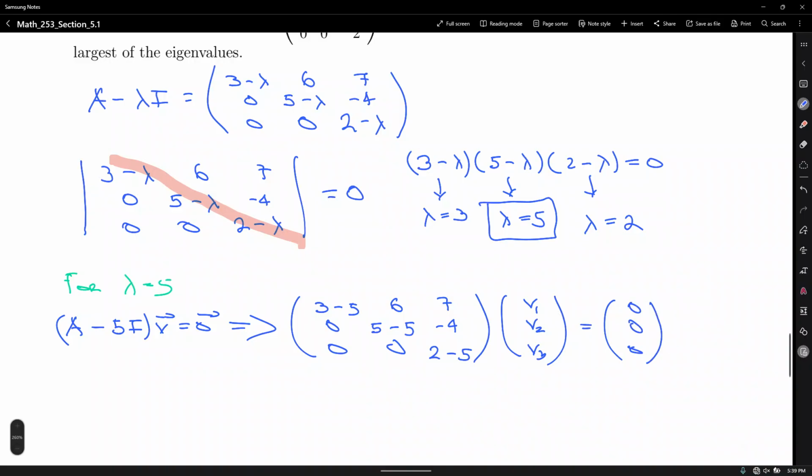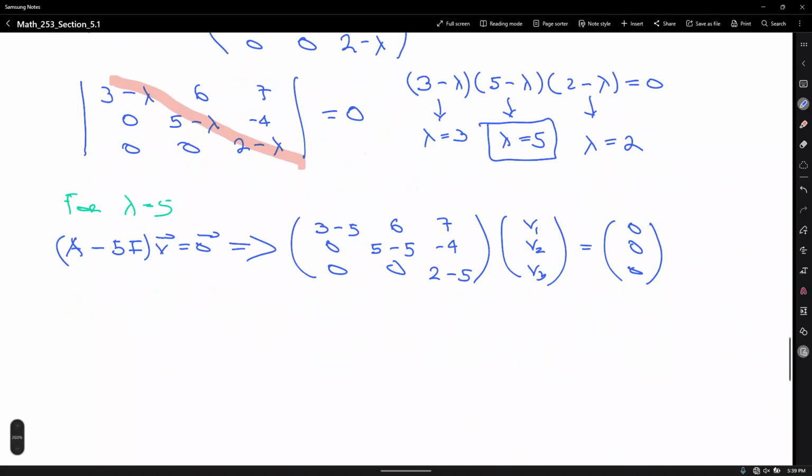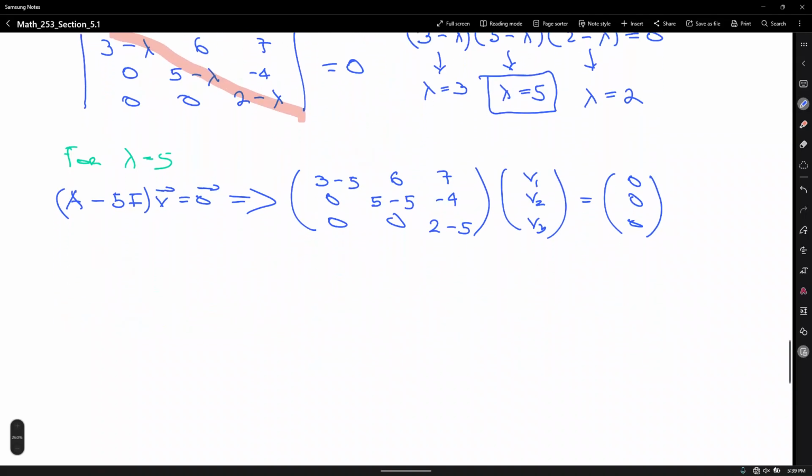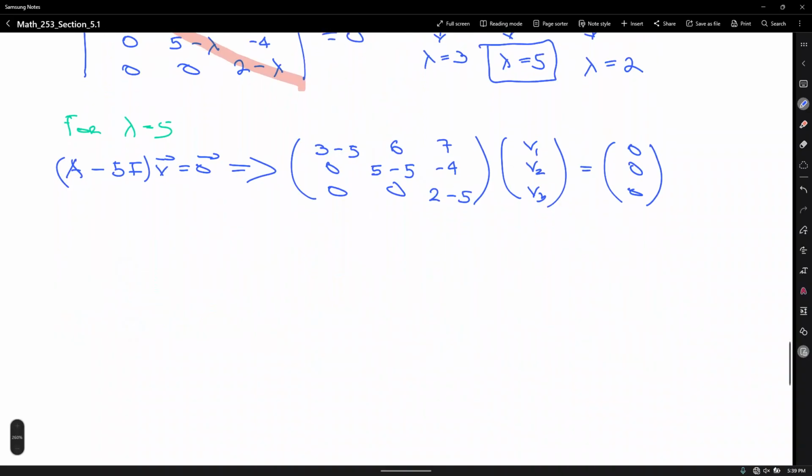All right, let's simplify this, and at the same time I would like to write it as an augmented matrix. So 3 minus 5 is negative 2, 0, 0, 0. And 5 minus 5 is 0, 6, 7, and then negative 4. And finally, 2 minus 5 is negative 3. And augment it with the 0 vector as a column.